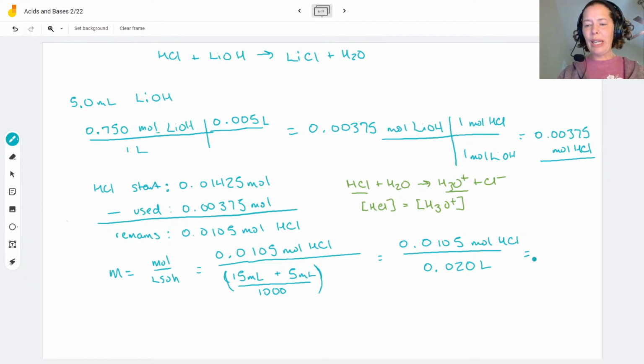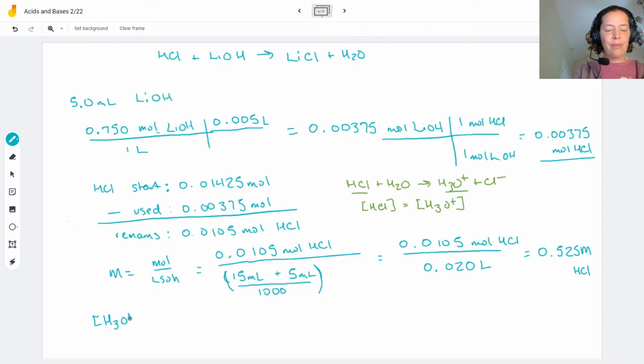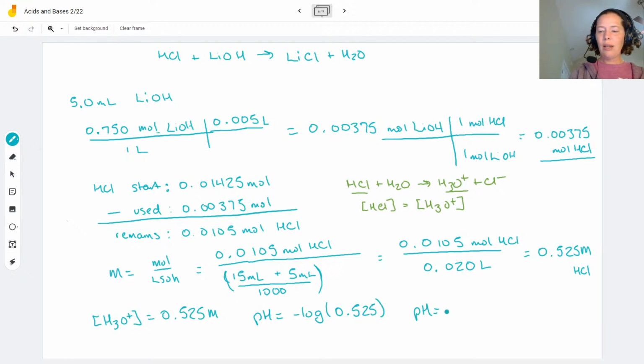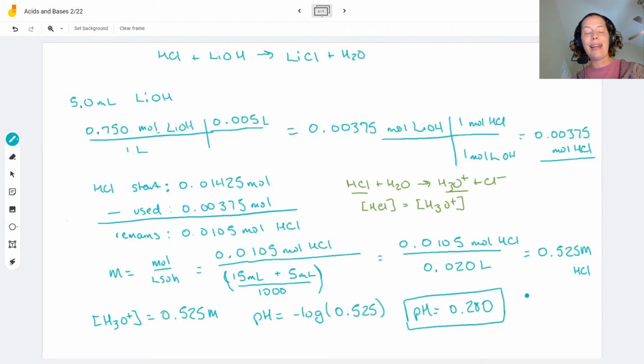Okay, so let's do this calculation. 0.525. This is my concentration of HCl, which is also my concentration of hydronium, because remember they are equal. 0.525 molar. So I can calculate my pH. It's just the negative log of 0.525. And so my pH is 0.280. Okay, so this is my pH after 5 milliliters of base has been added.